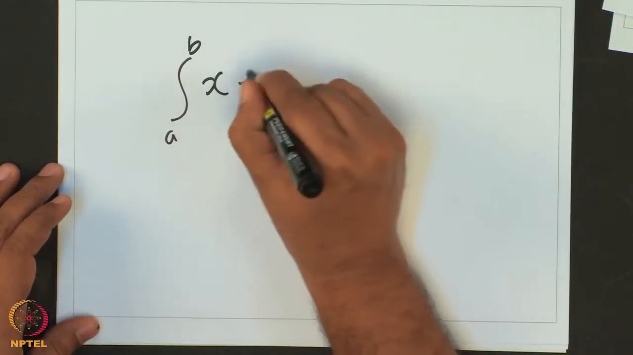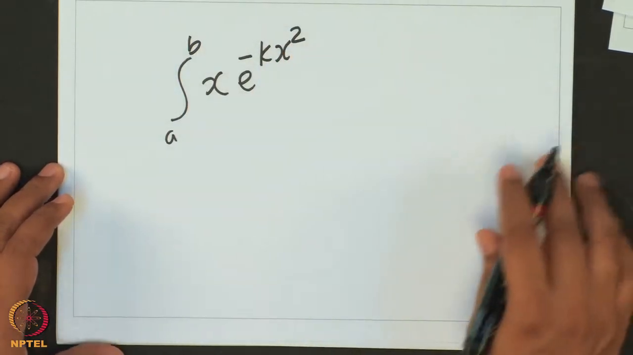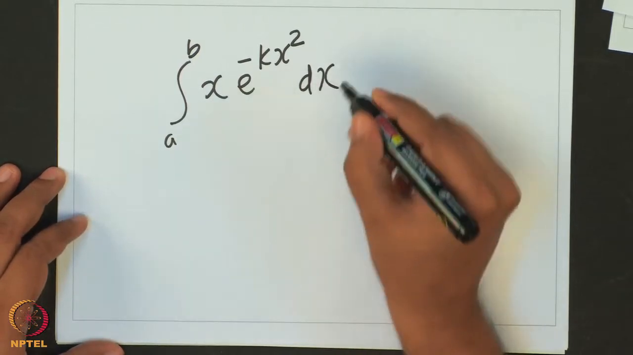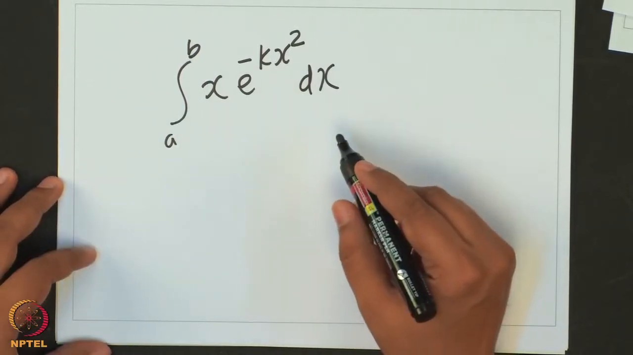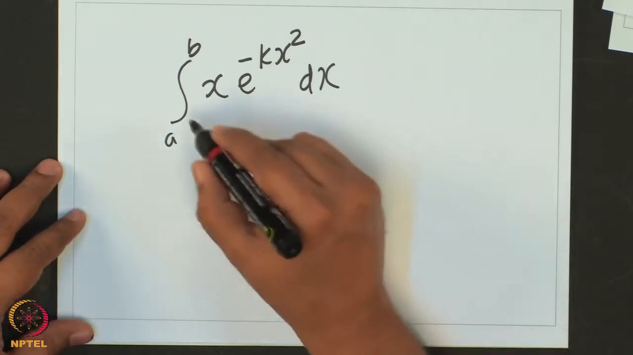If you want to calculate the same thing numerically, we would basically want to plot that function and calculate the integral. For example, let us say we would want to calculate the integral from a to b of x e power minus kx square dx. If you want to calculate this numerically, what we would want to do is basically to plot this.